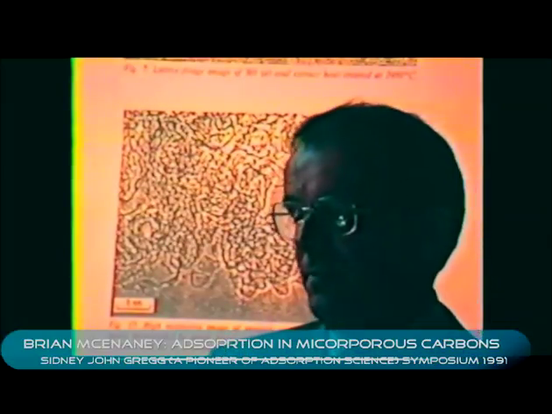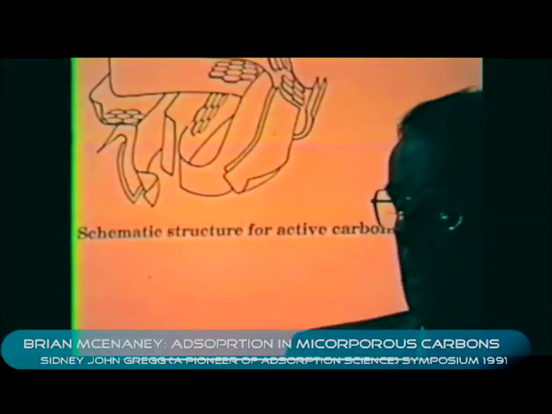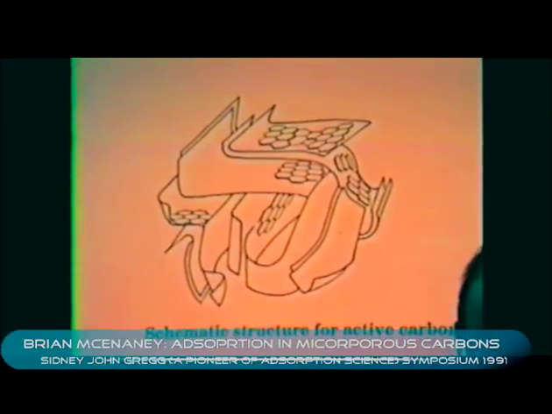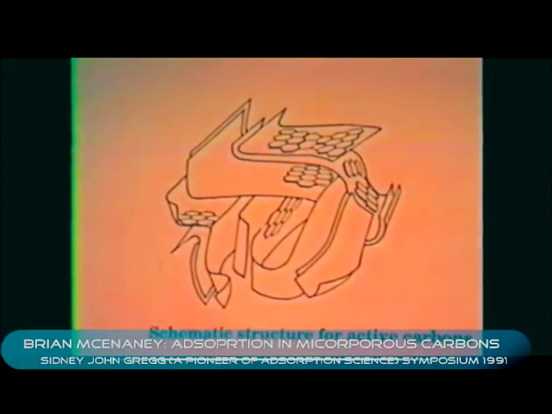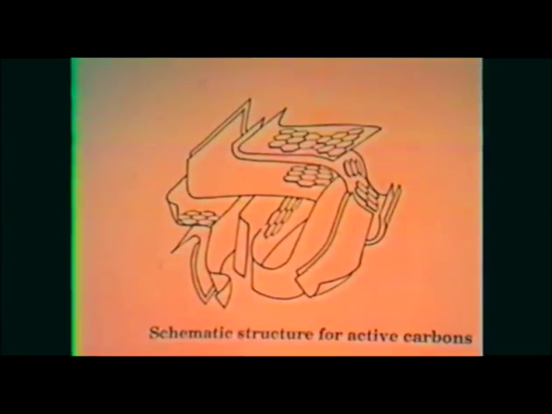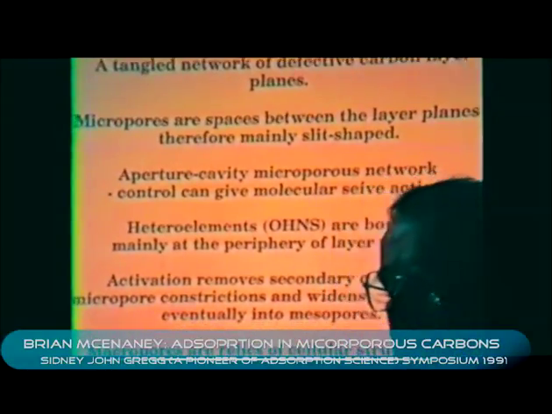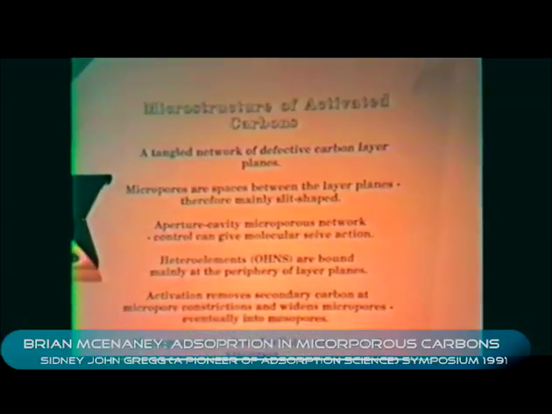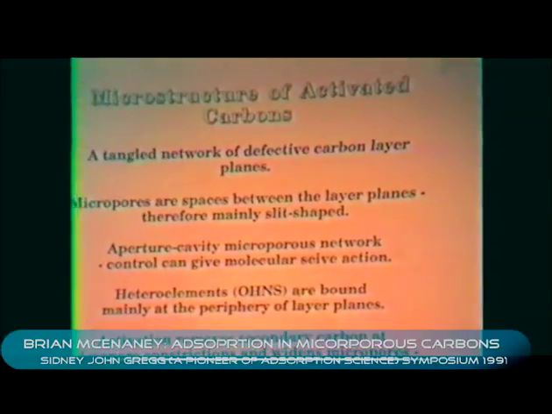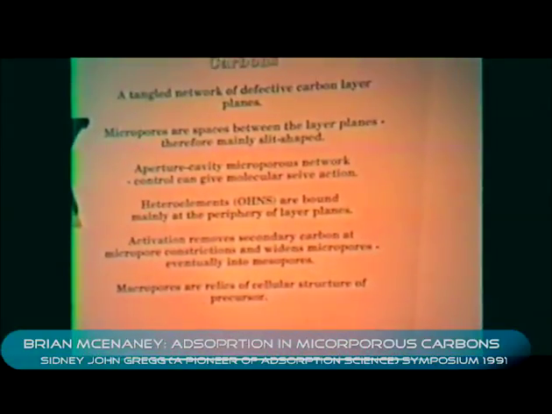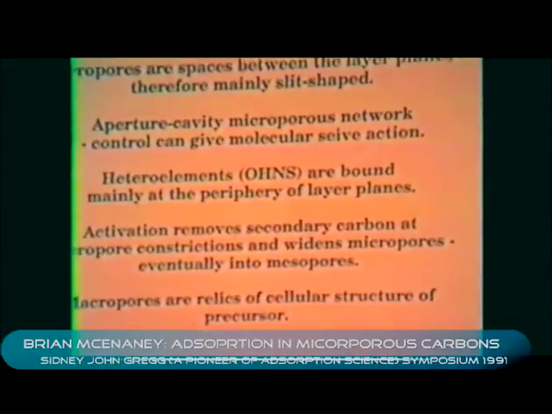That's a well-recognized feature of activated carbons, and this is a diagram taken from a book by Donnet and Bansal on activated carbons, showing one of a number of sketches illustrating the type of disordered structure that you get in activated carbons. In fact, you can summarize the microstructure of activated carbons in this way. The structure is a tangled network of effective carbon layer planes, and the micropores are the spaces between these layer planes, and therefore they're mainly slit-shaped. There is adsorption evidence for that.